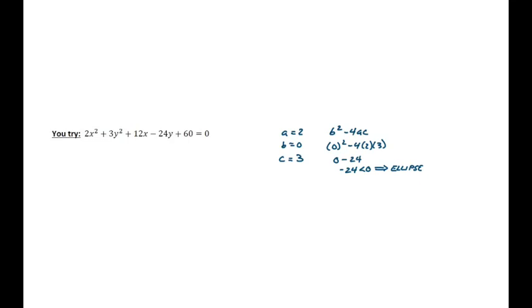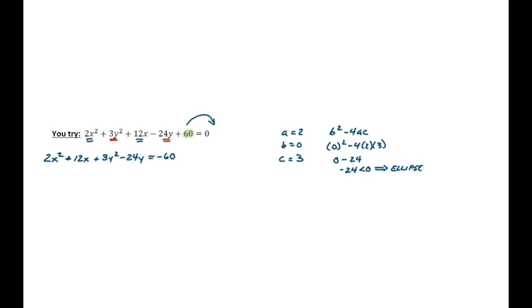So that should give me a clue as to how I'm going to write this in standard form. It's going to be pretty similar to the hyperbola example we just did. The only difference here is I can write my x term first or my y term first. Since there's an addition that's going to happen between them, it won't matter for an ellipse. So say I just put my x terms together and my y terms together, and then I'm going to move my 60 over to the other side. So I'd get 2x squared plus 12x plus 3y squared minus 24y equals negative 60.